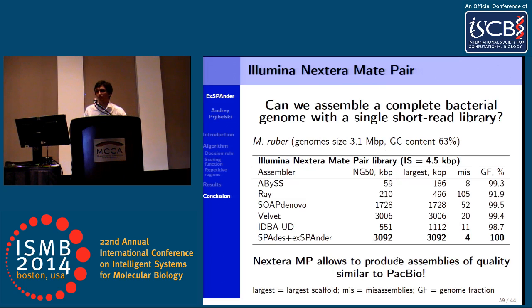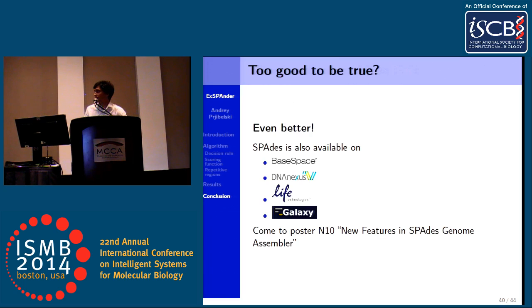Can we assemble a complete bacterial genome with a single short-read library? Yes, we can. We tried to assemble Nextera mate pair libraries with different assemblers, and as you see, SOAPdenovo, Velvet, and SPAdes do pretty well, assembling with very high N50, but many assemblers make a lot of misassemblies, and SPAdes makes only a few and recovers 100% of the genome. So the message here is that you can do an assembly of similar quality to PacBio with short reads. This is pretty amazing because these are just short reads 200 bases long with similar quality to 5 kilobase PacBio reads. Okay, I guess this is enough for today.